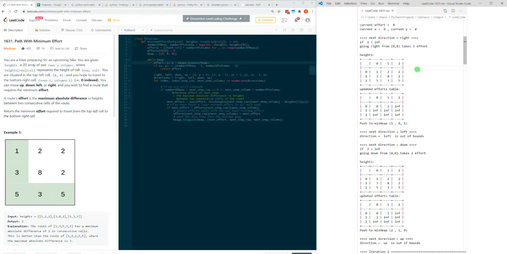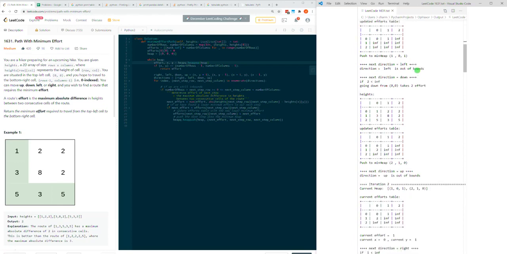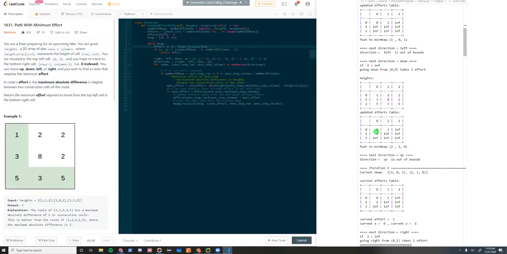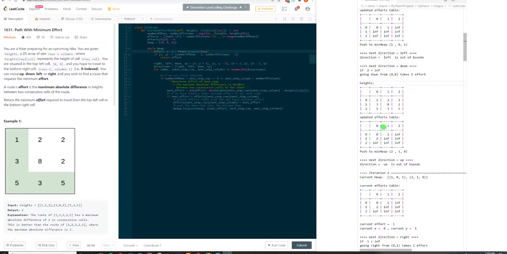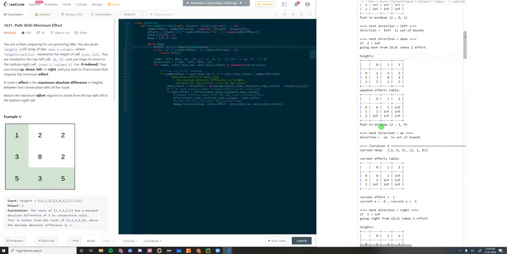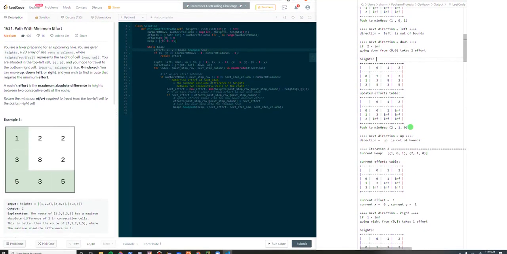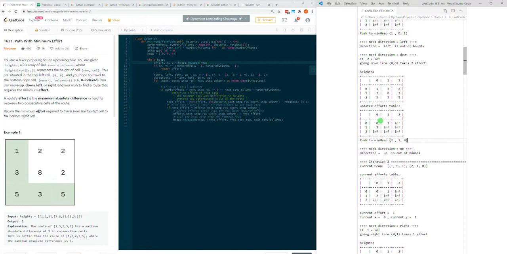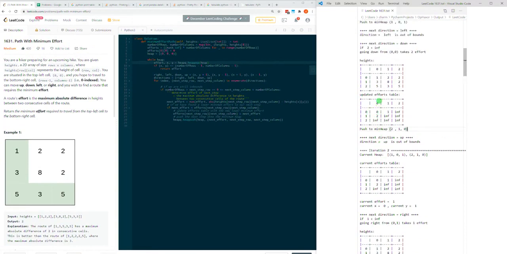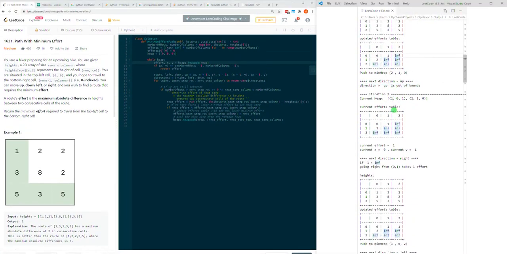So going from here, next direction left, going from 0, 0, is out of bounds. The next direction, down, going from 0, 0, takes 2 effort. We update our efforts table and we push that onto the min heap. We're going to visit 1, 0 next with an effort of 2. Going up from 0, 0 is out of bounds.